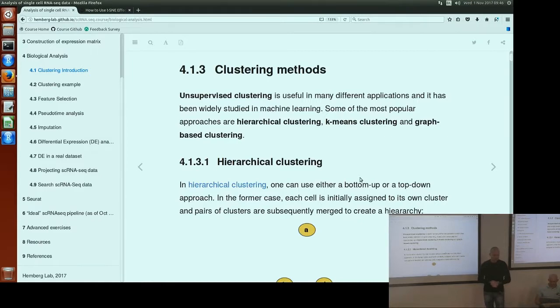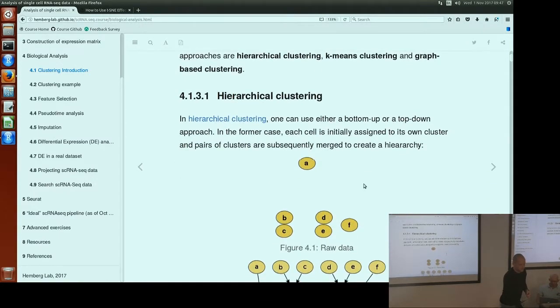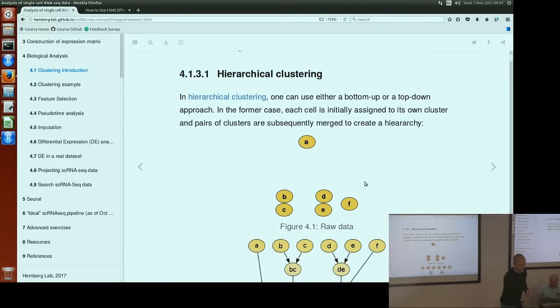The second step is clustering itself. So once you reduce dimensions to some reasonable size, then you can use clustering algorithms to sort the cells into groups. So here I will talk about unsupervised clustering. There are several algorithms you can use. Some examples are hierarchical clustering, k-means clustering, and graph-based clustering. So I will go through these types of clusterings.